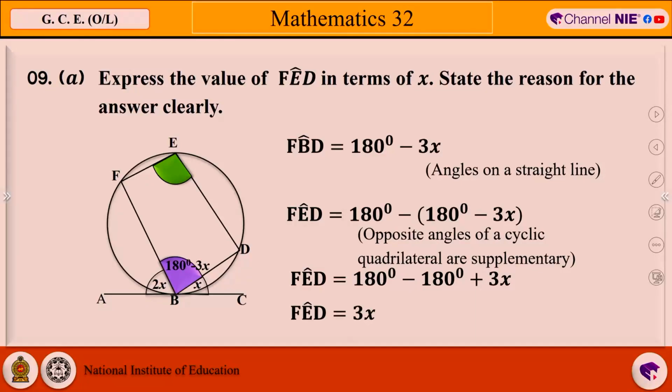What is it? FED equals 3x. And here you must state the reasons. For this step, the reason should be opposite angles of a cyclic quadrilateral are supplementary. Right. If you have written these steps with the reasons, you will get marks like this. See, you can score 5 marks for this part. How easy, isn't it? Right. After obtaining 5 marks for this part, let's move on to part B.